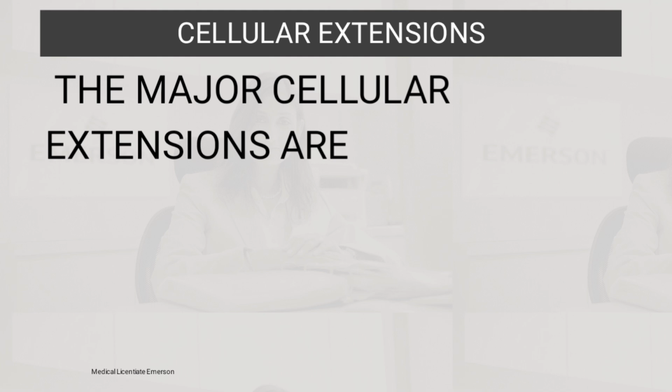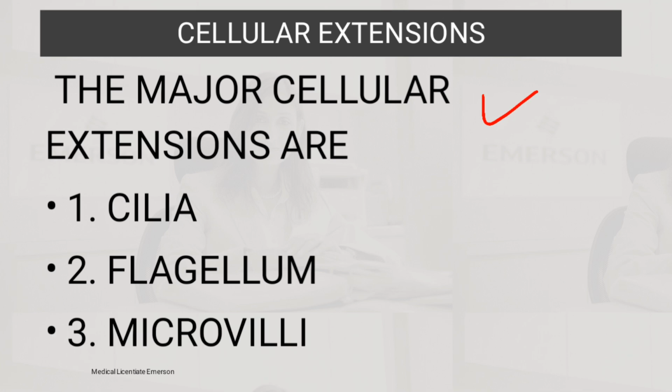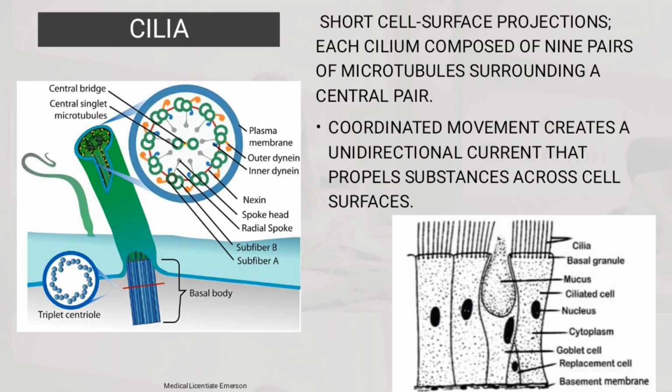Then the cellular extensions. The major cellular extensions are cilia, flagella, and microvilli. In terms of the cilia, this is the structure of the cilia. These are short cell surface projections. Each cilium is composed of 9 pairs of microtubules surrounding a central part.